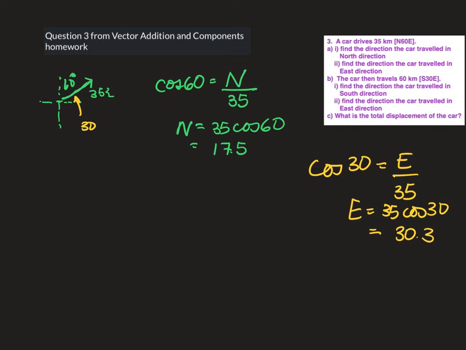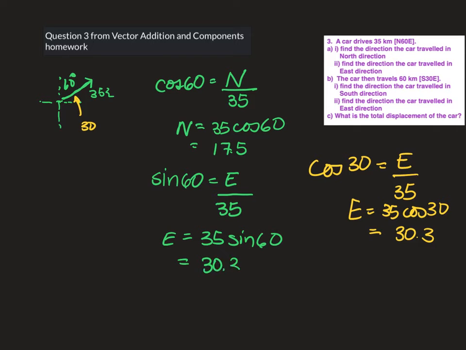Another way you could do this with that 60 degrees is to say, all right, my east component right here is going to be the exact same length as this part right here. And compared to my 60 degrees, that side will be opposite. So what I could do then is say opposite and hypotenuse, that's sine. So I could be saying sine 60 is going to be the east side over 35. And when I move that around, 35 sine 60, put that in your calculator and you're going to get 30.3 as well.